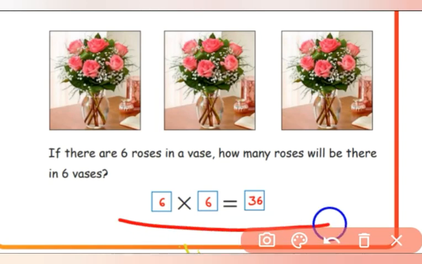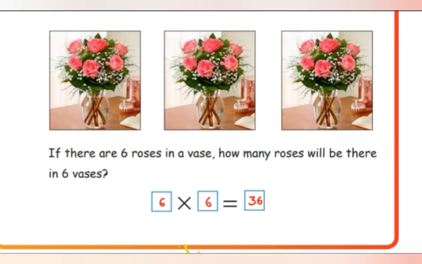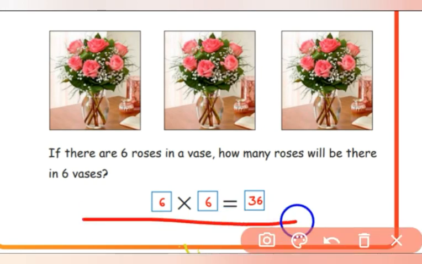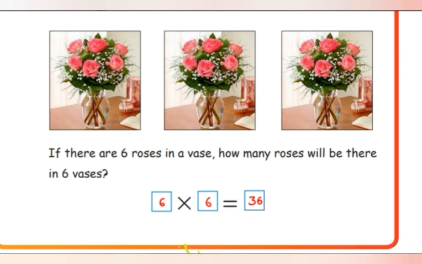6 into 6 is 36. So, total number of flowers is 36. The multiplication fact is 6 into 6 is equal to 36.